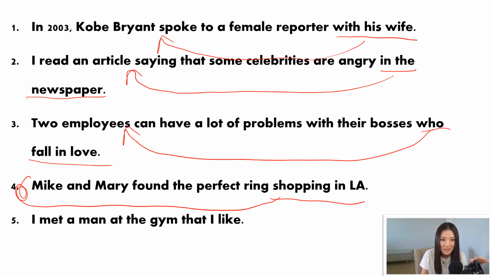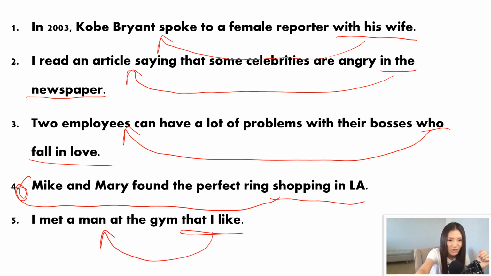Number 5, I met a man at the gym that I like. I wonder what you guys put here. Currently, what this means is that you have multiple gyms, but there's a gym that you like. So you met a man at the gym that you like and not at the gym that you don't like, right? So I don't think this person is trying to say that. I think this person is trying to say, I met a man that I like at the gym.